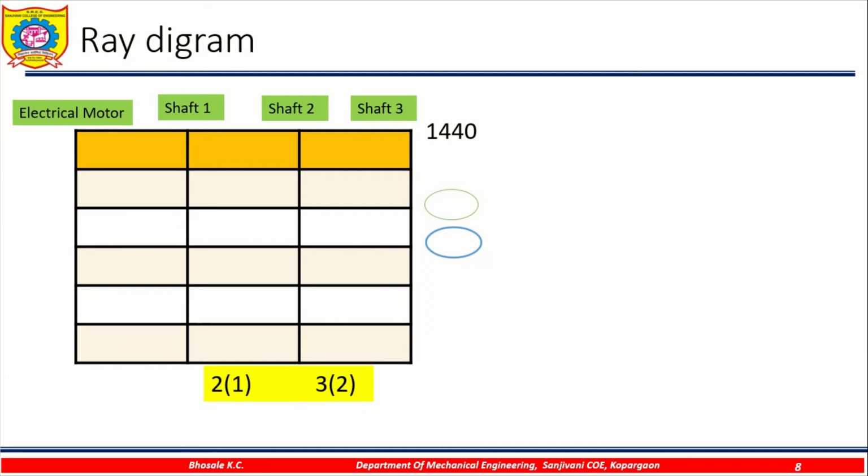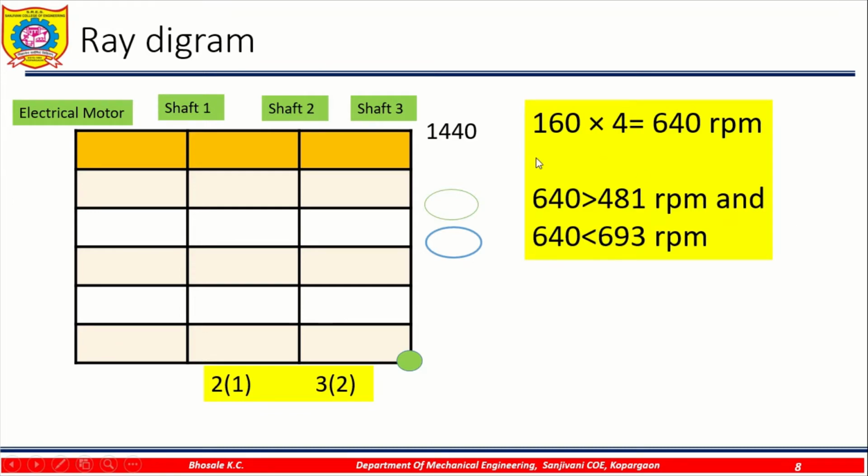So we'll draw u plus 2 vertical lines, since this is a two-stage gearbox. u is 2, so 2 plus 2, that is 4 vertical lines. The first line indicates the electric motor speed, then shaft 1, shaft 2, shaft 3. We are drawing the ray diagram for the structural formula, Z equal to 6, structural formula 2 into 3, with the groups 1 and 3, 2. So we'll start from the last point.